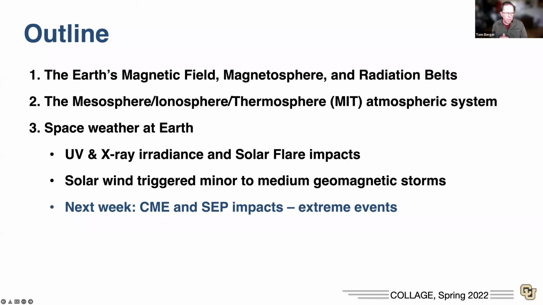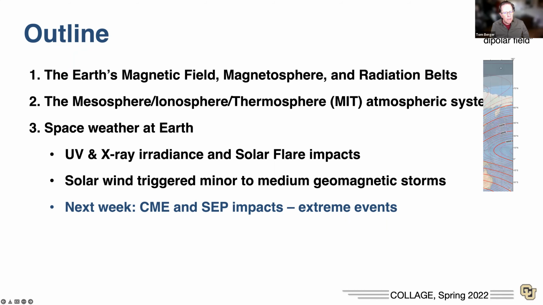And then we'll also talk about how the solar wind can trigger minor to medium geomagnetic storms. We'll talk about what a geomagnetic storm is. And we'll talk about some of the technological impacts of both of those as well. But I'm going to say for next week, the big impacts from the CME and SEP events that can accompany magnetic eruptions, because I just couldn't fit that into one lecture here. So next week, we'll talk about the more extreme events, some historical extreme events, and the technological impacts thereof.